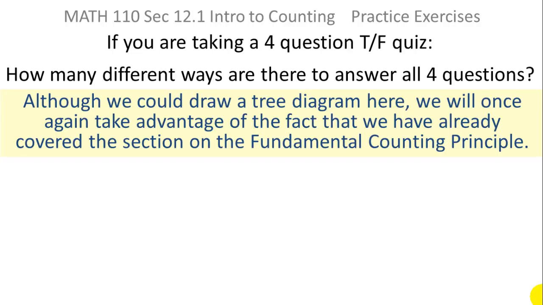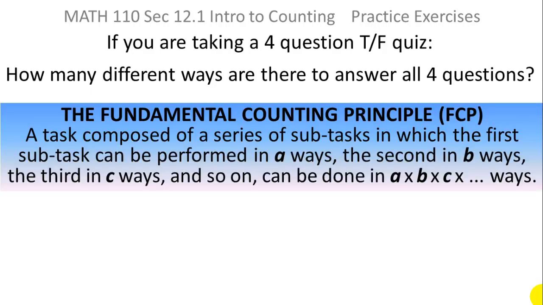I want to, instead of doing the tree diagram as I did before, use the fundamental counting principle. Remember, the fundamental counting principle assures us that if we can take a task and break it down to a series of subtasks, and if we can count the number of ways to do each of those subtasks, then we can find the number of ways to do the entire task by multiplication.